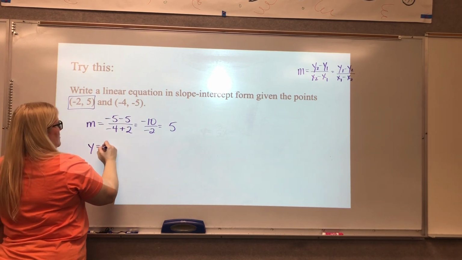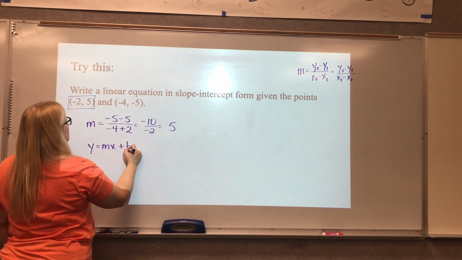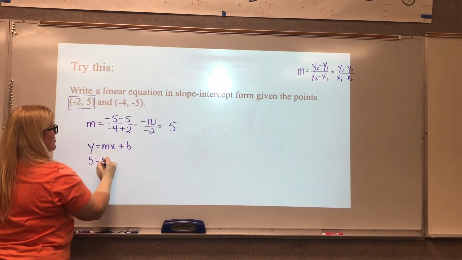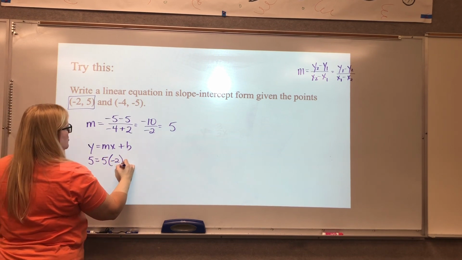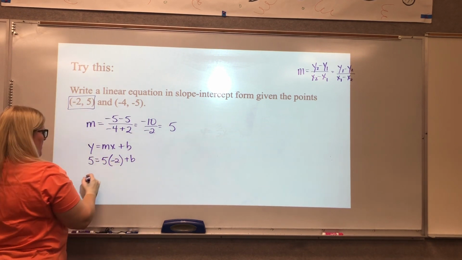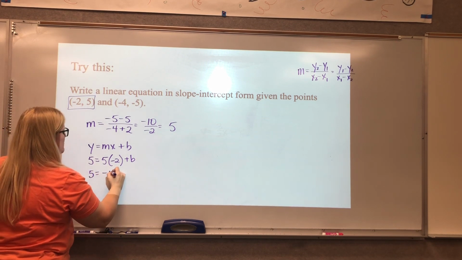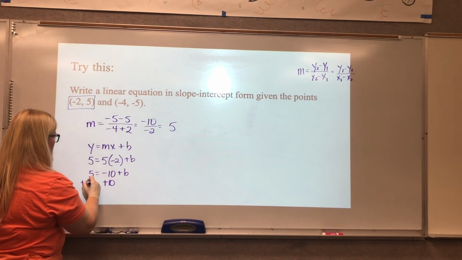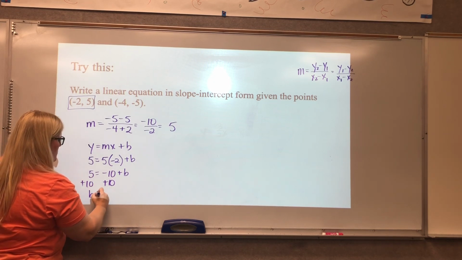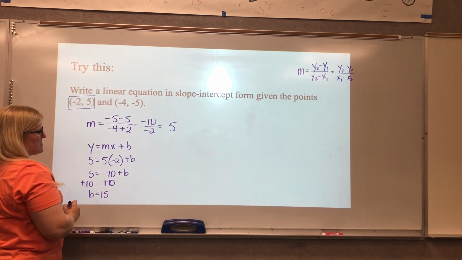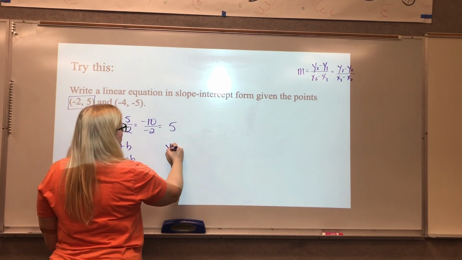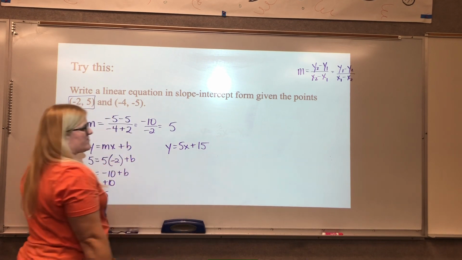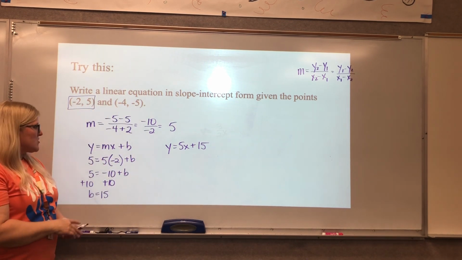I use y equals mx plus b. So y is 5, m is also 5, x is negative 2, plus b. So 5 equals negative 10 plus b. I add 10 to both sides, and I get b equals 15. So I have y equals 5x plus 15. So I've got that one there.